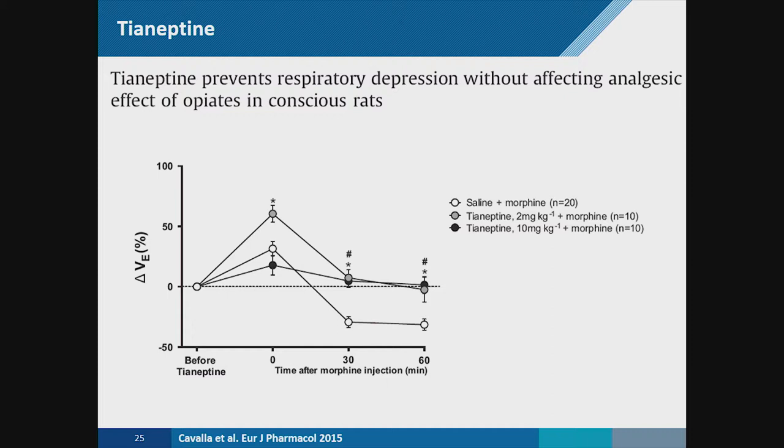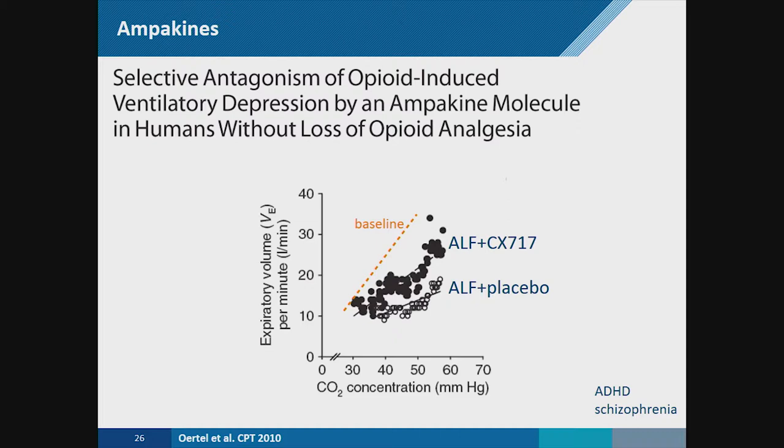So other human studies also point towards the AMPA receptors. For instance, this is data from a German group that looked at the ampakines. These are compounds that act at the AMPA receptor, specifically at the AMPA receptor. This is a compound called CX717. It's been developed for treatment of schizophrenia and ADHD.